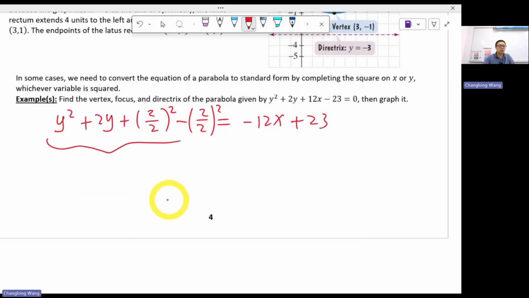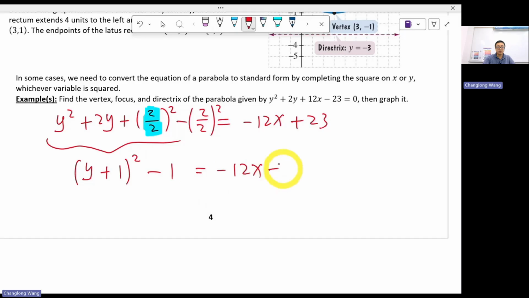So now go ahead and factor the first three terms. So you're going to be dealing with the y, and the constant that you'll be adding or subtracting from the y is actually whatever you're getting before the square. Okay, so you'd be adding the 2 over 2, which is 1. So y plus 1 squared. Then you have a 1 squared, still 1, subtracted from the square. That's still there. And that's negative 12x plus 23.